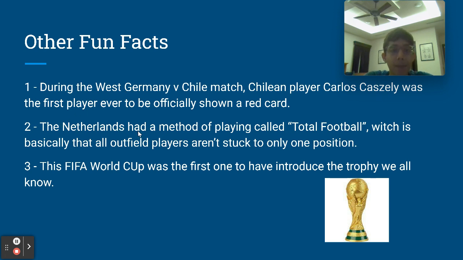The Netherlands had a method of playing called total football, which is extremely fluid since not all outfield players are stuck to one position. For context, an outfield player is any player that isn't the goalkeeper. This FIFA World Cup had introduced this trophy.